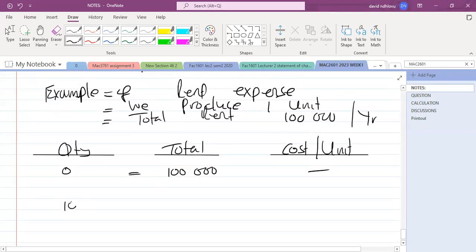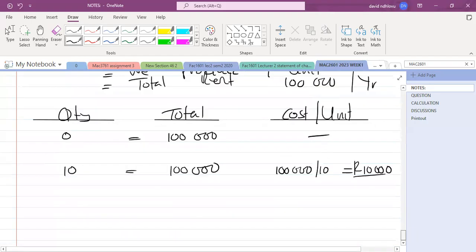If I now produce 10 units, remember I'm being charged my rent based on the space that I occupy, not on the number of units produced. But my cost per unit this time, overall, I incurred cost of 100,000, but I only produced 10 units, which means per each unit produced, it cost me 10,000 in terms of rental. I should be producing something of high value, maybe aeroplanes, I don't know, where each unit can carry a cost of 10,000.